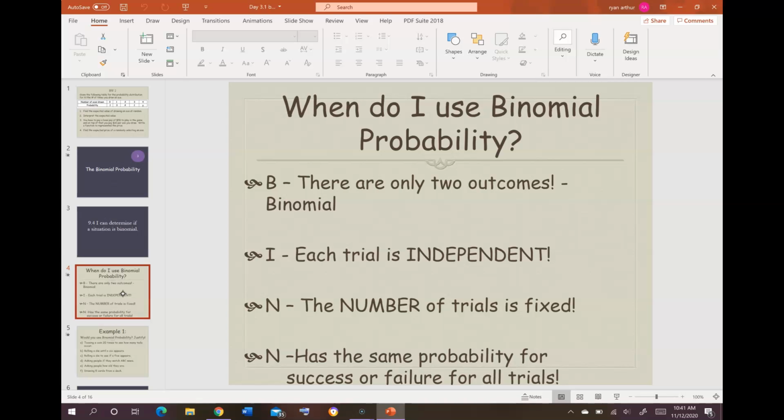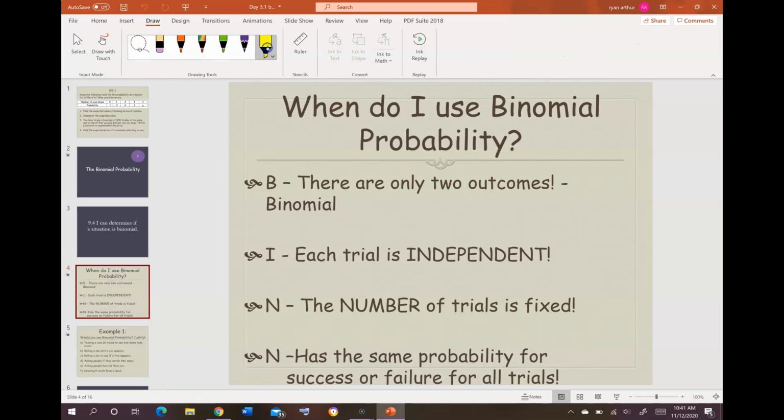The first thing to be binomial is there only has to be 2 outcomes. Okay, it can't be more than that. It can be as simple as it's green or it's not green, but your options can't be red, green, or yellow. It can only be 2 options, okay? Independence. Each trial has to be independent. That means every time you do this probability, it doesn't depend on what you just did.